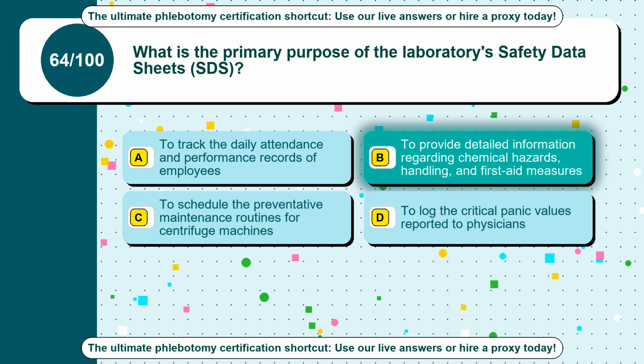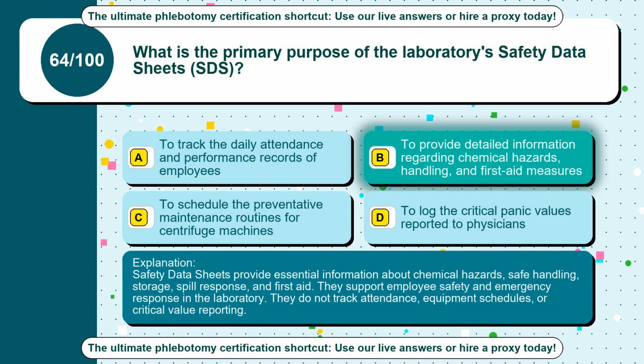The correct answer is option B, to provide detailed information regarding chemical hazards, handling, and first aid measures. Safety data sheets provide essential information about chemical hazards, safe handling, storage, spill response, and first aid. They support employee safety and emergency response in the laboratory. They do not track attendance, equipment schedules, or critical value reporting.